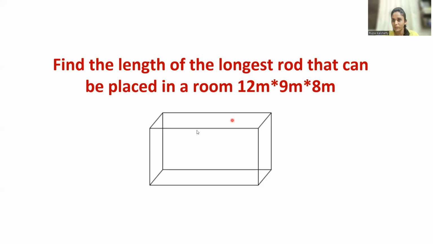Okay, so I have drawn this room. Whenever they give the dimensions like 12 times 9 times 8, understand that it is always in L times B times H form. That means 12 meter is going to be your length, 9 meter is going to be your breadth, and 8 meters is going to be your height. All right. So now let's see what do we do next here.